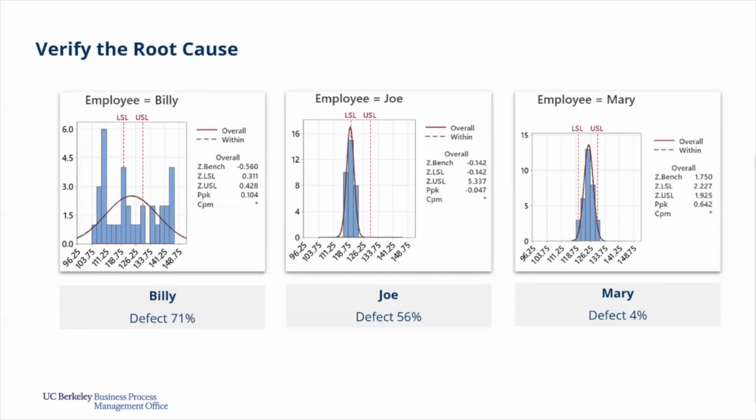Billy's everywhere. Billy is very, very inconsistent. What about Joe? What do you see when you look at Joe's data?